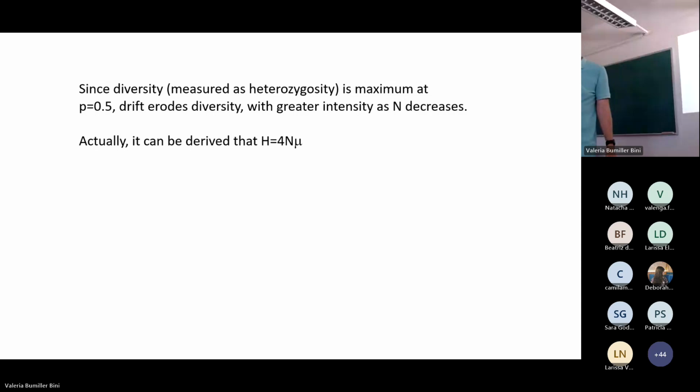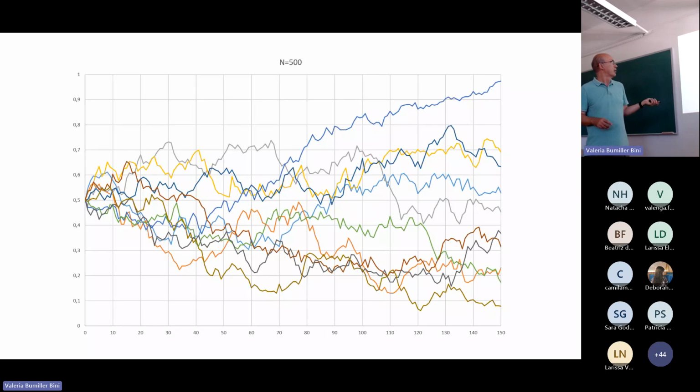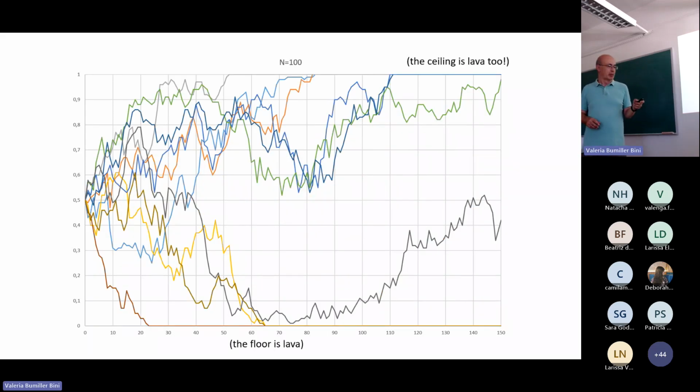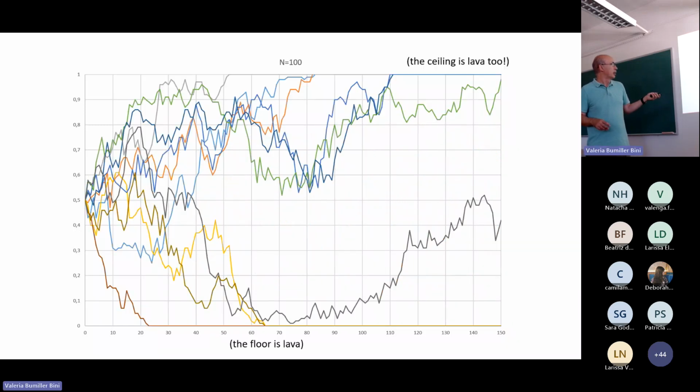But it is difficult to stay at precisely 50%. Even here, we started with the maximum diversity, and in many cases, we are no longer at that maximum. And it's even worse here. Here we are at the minimum possible diversity.